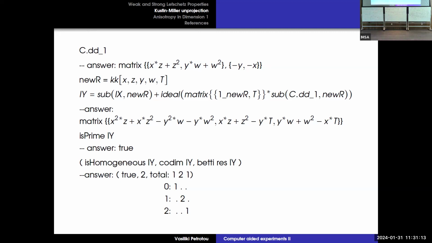The next step is to check if our ideal is prime. This is important when you want to use Miller's distributing construction in order to have applications in algebraic geometry, in the sense that if you want to construct some surfaces or threefolds, you should know that the ring that you construct is an integral domain. And the next step is to check if our ideal is homogeneous. We are using the command isHomogeneous with the name of the ideal, and it said, yes, it is.